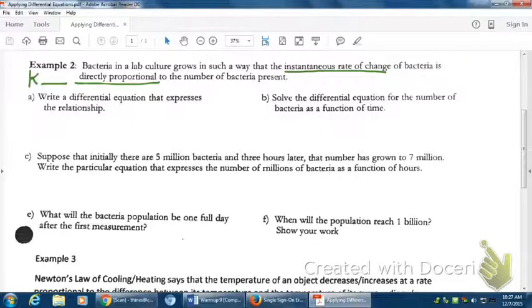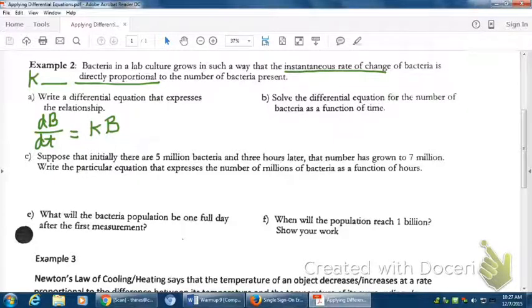So in this case, we're going to say that the derivative of the bacteria with respect to time is directly proportional to bacteria. That's all A is asking. When it says write a differential equation, that's all it's asking. So B says solve it.